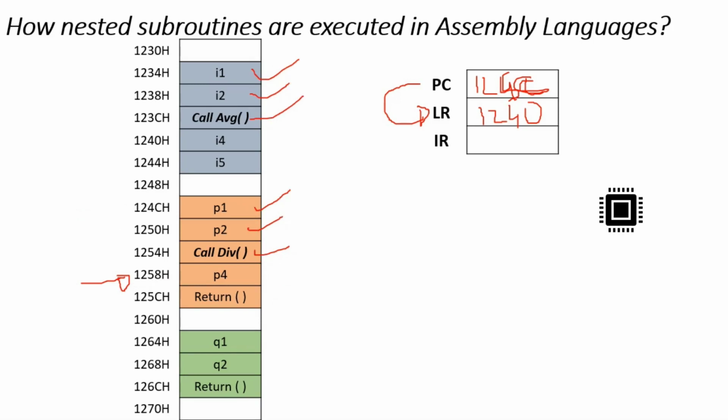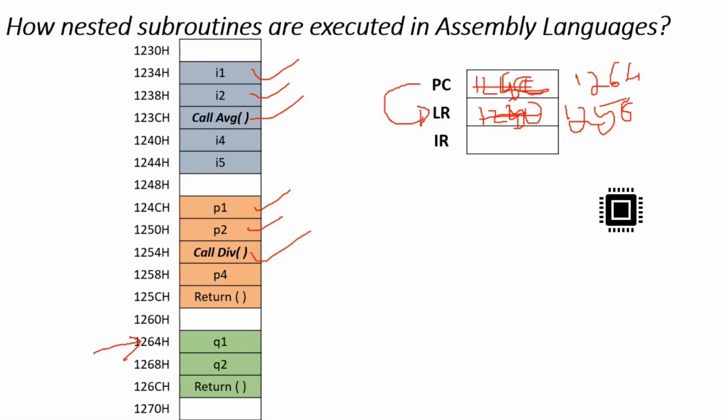So what does the processor do? As usual, when the processor encounters a function call, here call divide, it copies the actual return address 1258 to the link register. So the link register's previous value is gone, now the link register is 1258H, and PC is updated to Q1, that is 1264. PC is updated to 1264.